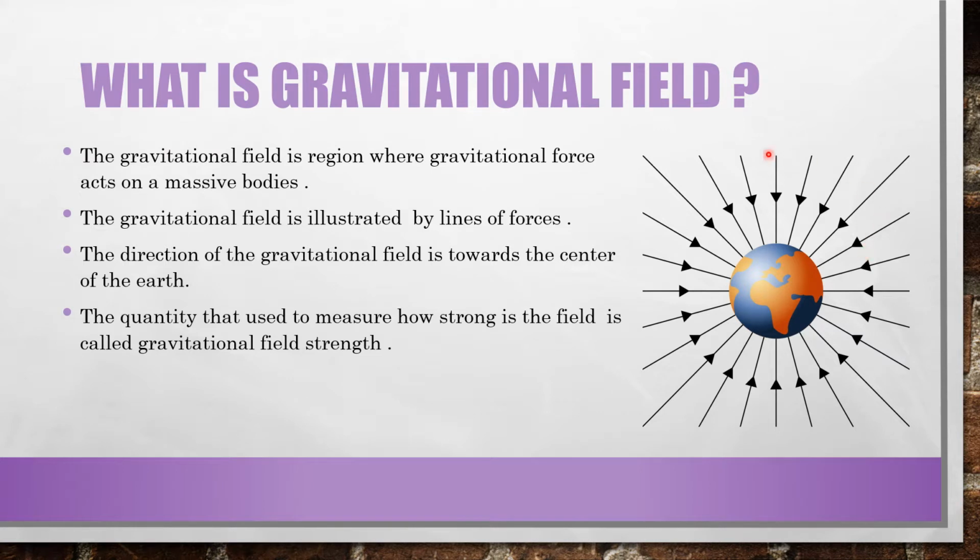The quantity that is used to measure how strong the field is is called the gravitational field strength. Gravitational field strength is a vector quantity. Therefore, it has a magnitude and direction.